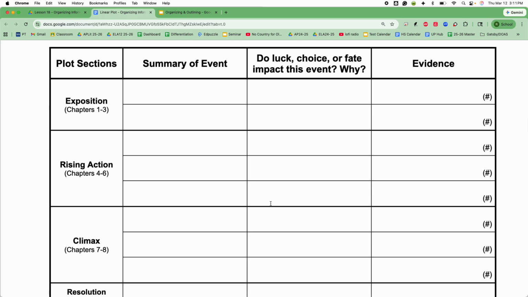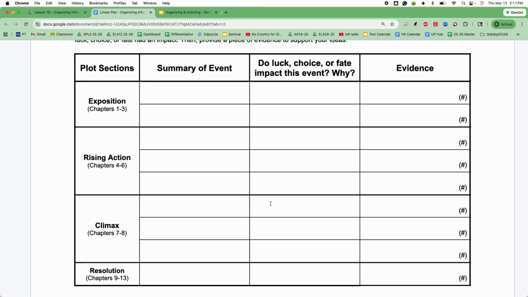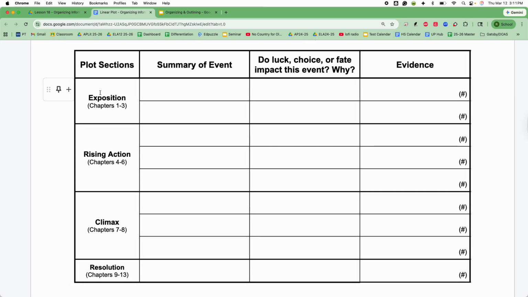Then you're going to go down and complete an organizer as we have throughout this unit. Look in chapters 1 through 3. Think about what are the most important events that you have faced. Summarize that event. Is this an example of luck, choice, or fate impacting this event, and why? Which means you have to explain. And then give me a quote with a page number. You are going to do that for each section of the text.